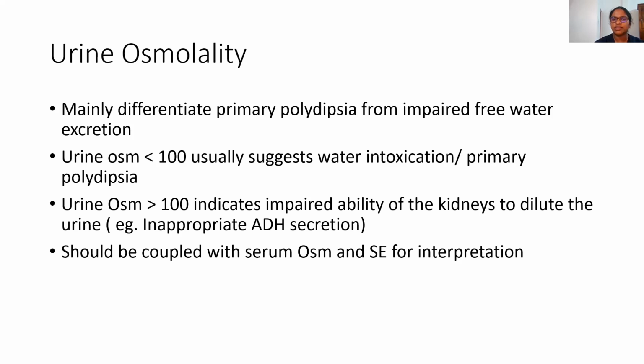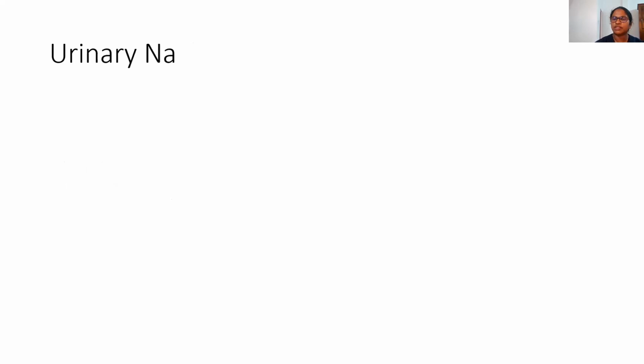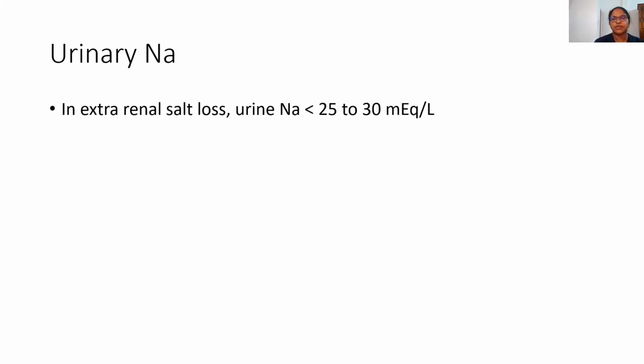And this should always be coupled with the serum osmolality and serum electrolytes done at the same time for further interpretation. Another important thing is urinary sodium. This gives quite a lot of information. If somebody has extrarenal salt loss, as in diarrhea or vomiting, the patient is losing sodium through the GI tract, so your kidneys should try to preserve your sodium. So your urinary sodium is low. It should be less than 25 to 30 in extrarenal salt loss.